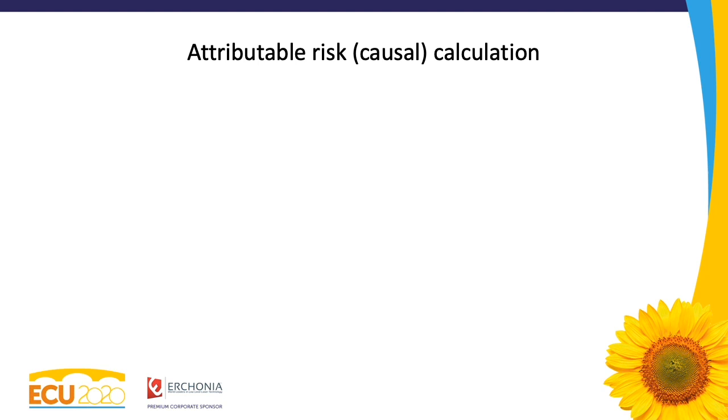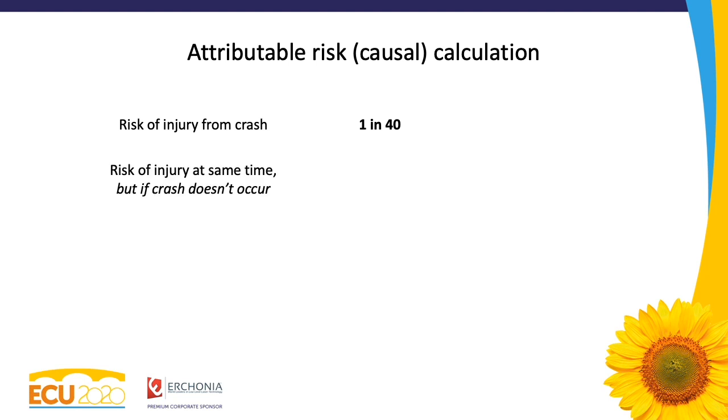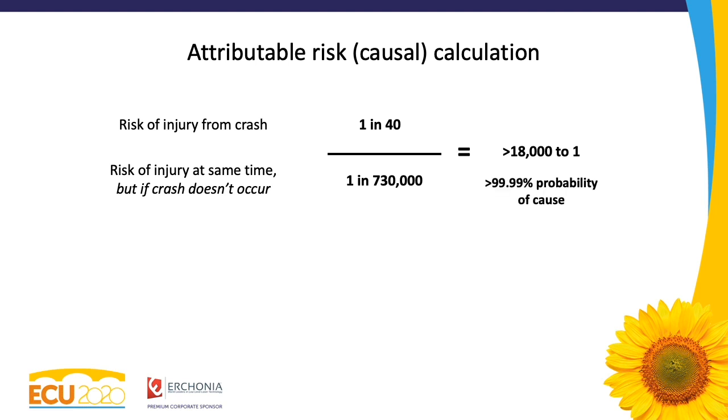Well, we can do an attributable risk calculation. We can say the risk of injury from the crash we know is 1 in 40. The risk of injury at the same time in this guy, in the absence of the crash, is 1 in 730,000. That ratio is about 18,000 to 1 in favor of the crash as the cause. Not even close. And 18,000 to 1 is about 99.99% probability that it's the crash. In other words, it's 17,999 out of 18,000.